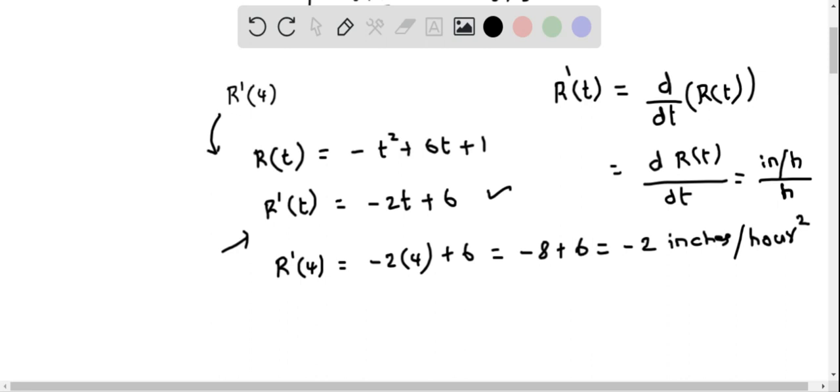So that's why we write this unit as negative 2 inches per hour squared, or shortly we can write this as negative 2 inches per hour squared. So this is the answer for this question.